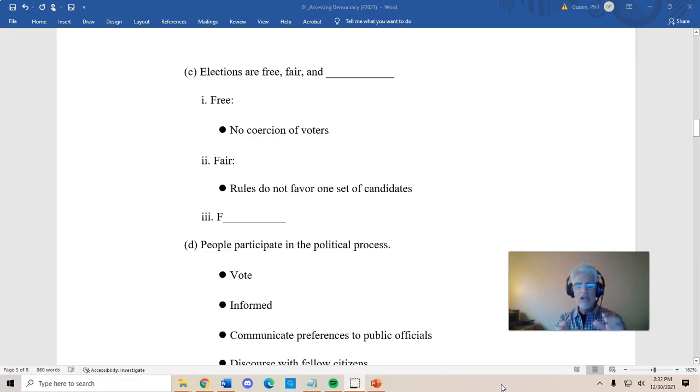So in our elections, there can't be any coercion of voters. Second, the elections need to be fair. That is, the rules cannot favor one set of candidates over another. If they're rigged, as the expression is used frequently, that's not an election that's going to function properly.